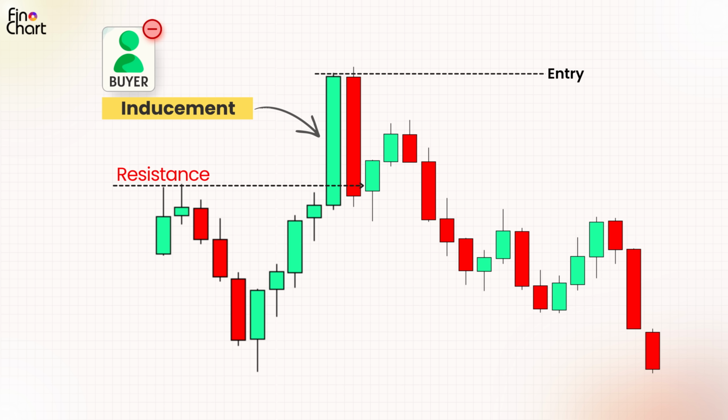You can think of inducement as a fake breakout. It's one of the most important concepts in smart money trading, and we'll cover it in much more detail in upcoming videos.